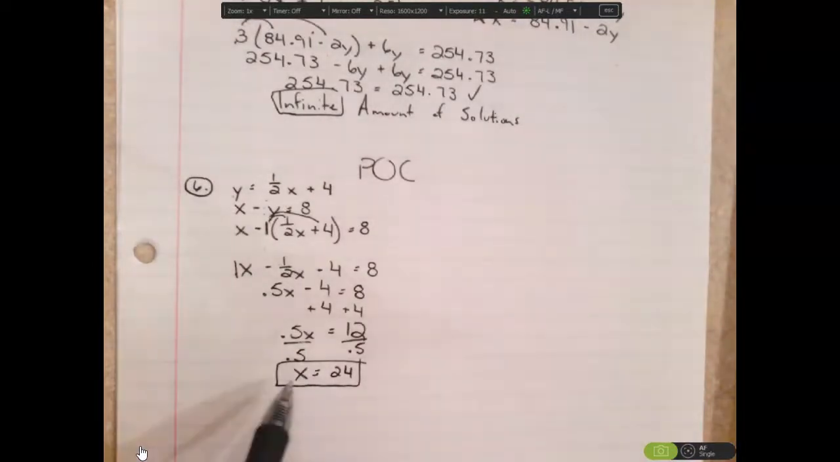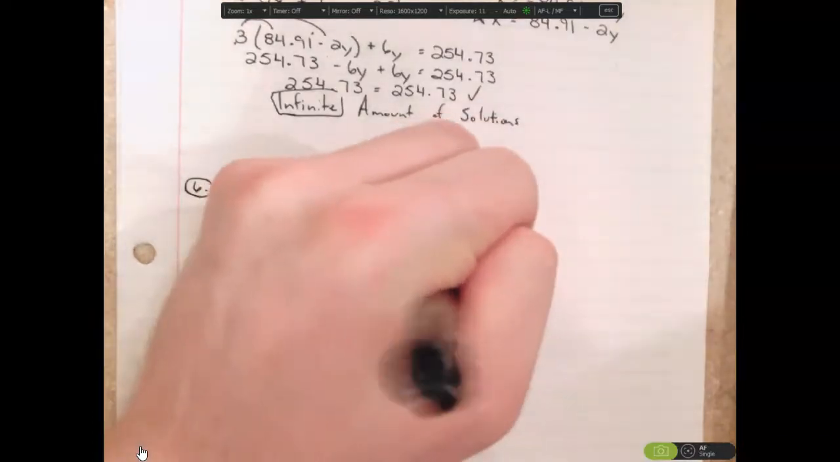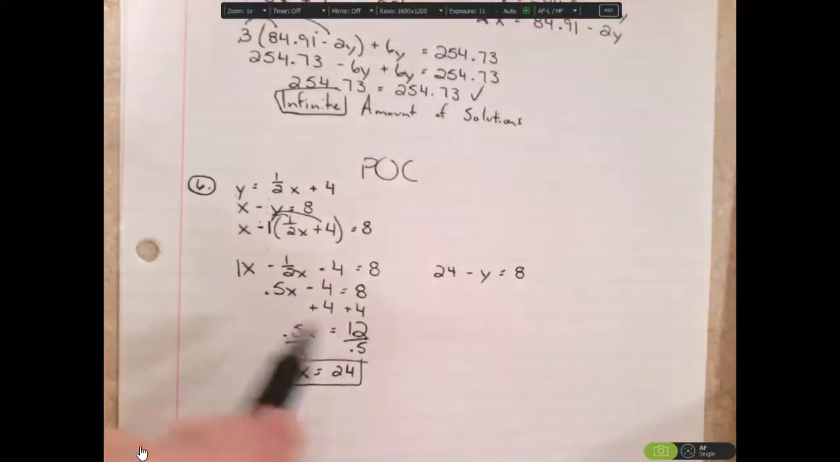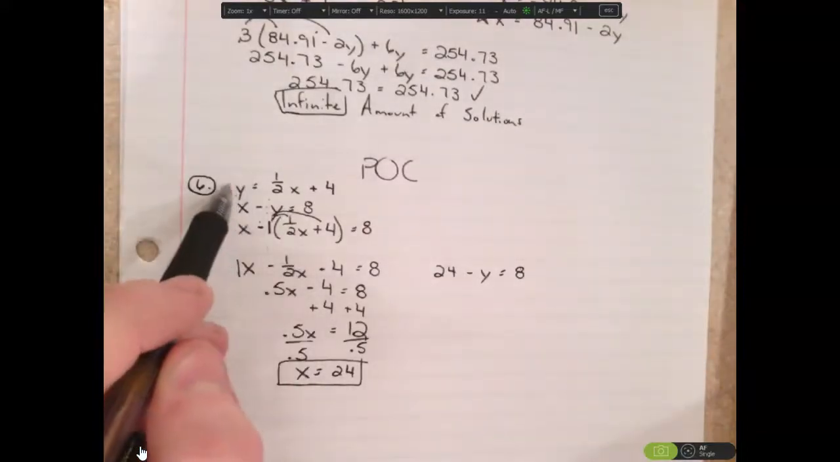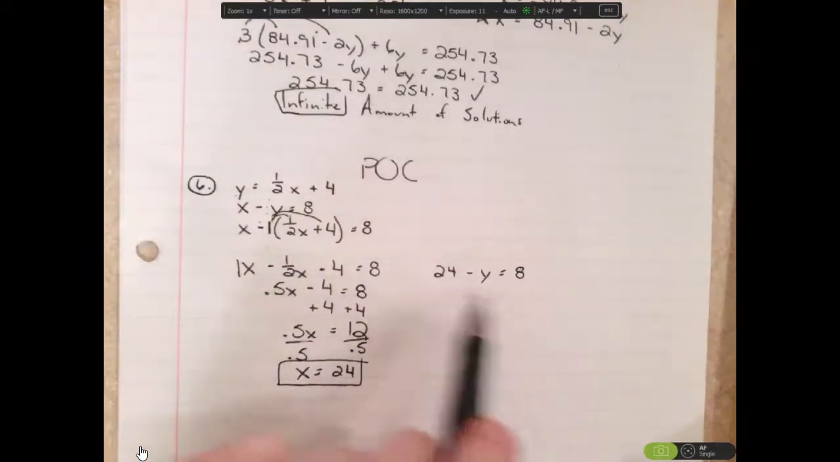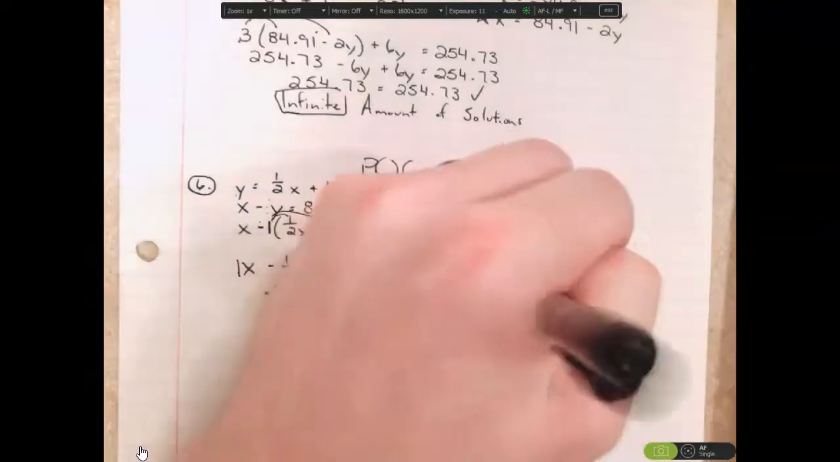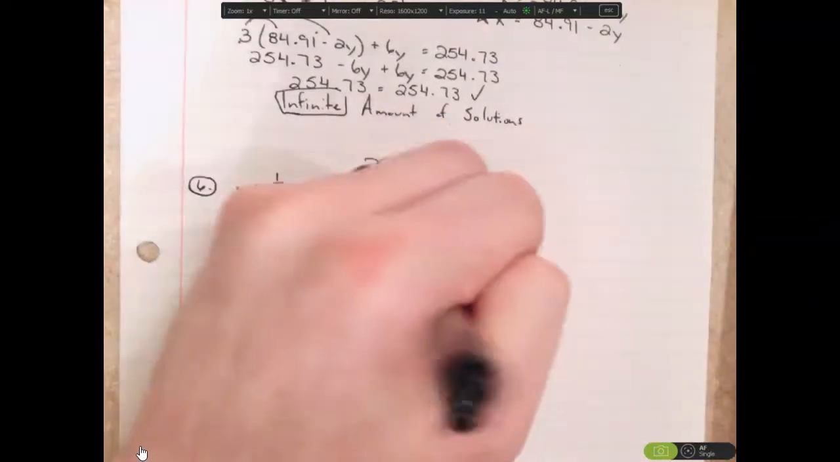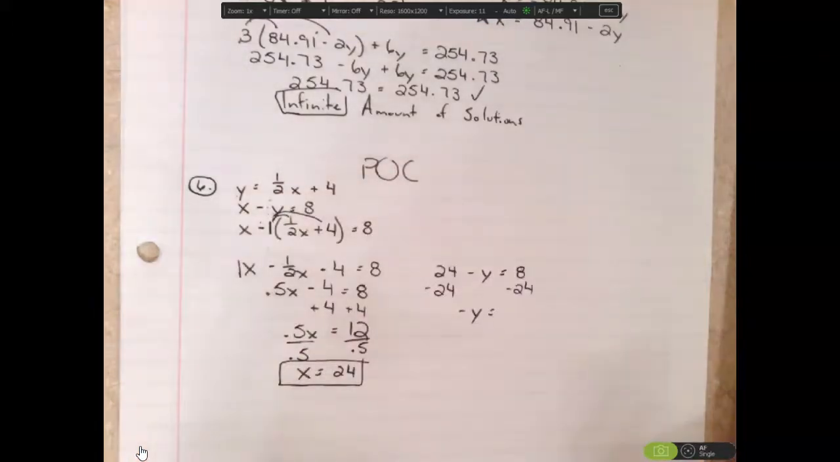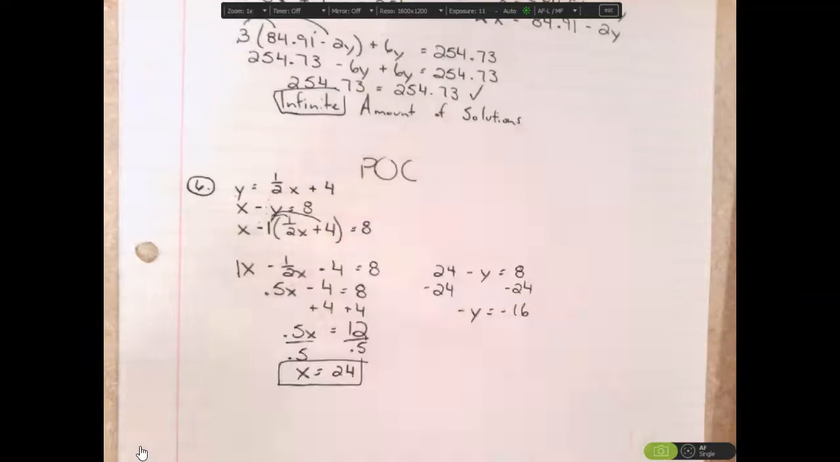Last step, take your x, plug it in. So when I plug it in, I have 24 minus y equals 8. Again, it doesn't matter which one you plug it into. We've been plugging into the first one a lot today, so I'm going to try doing the second one. I need to get y by itself, so I'm going to subtract 24. I have negative y equals 8 minus 24, which is negative 16.